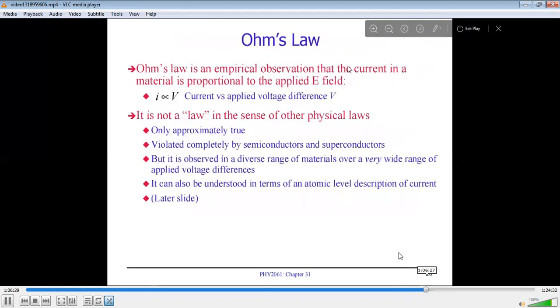Now, Ohm's law is an empirical observation that the current in a material is proportional to the applied E field. Okay, so I is proportional to the potential difference, the applied voltage difference. Now, it's not a law in the sense of the other physical laws, only approximately true. This is the limitation of Ohm's law: violated completely by semiconductors and superconductors, but it is observed in a diverse range of materials over a very wide range of applied voltage difference. It can also be understood in terms of an atomic level description of current. So this is actually the limitation of Ohm's law. We have to remember this. Unlike other physical laws, it does not always hold.